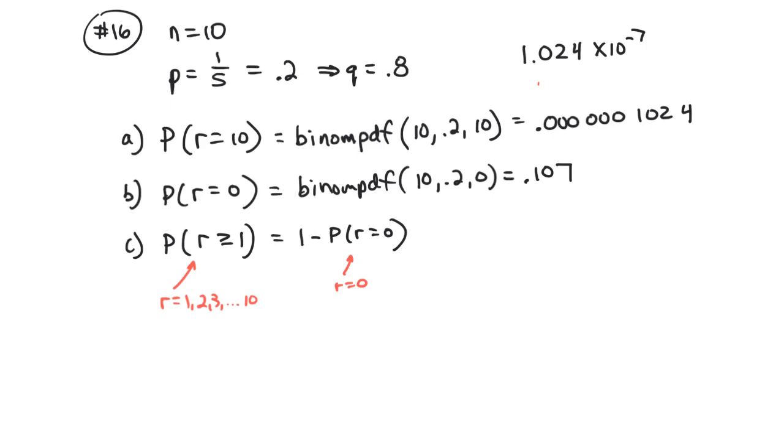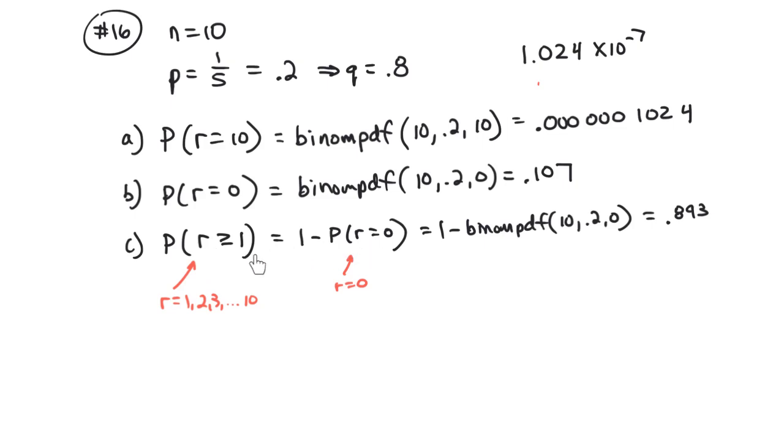And we can say this is equal to 1 minus binomial PDF, because it's equals NPR. And you might even notice we just did this one up here. It's 0.107. So basically it's going to be 1 minus 0.107. And 1 minus 0.107 is 0.893. So it's about a 89% chance that this person's going to get at least one right. Right?